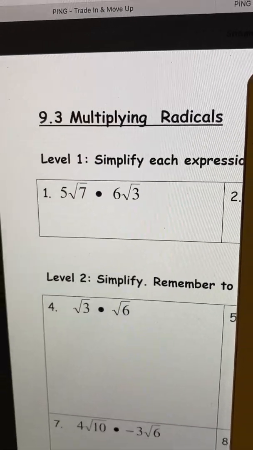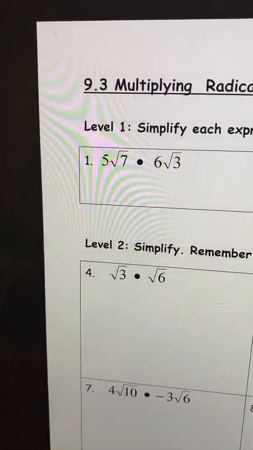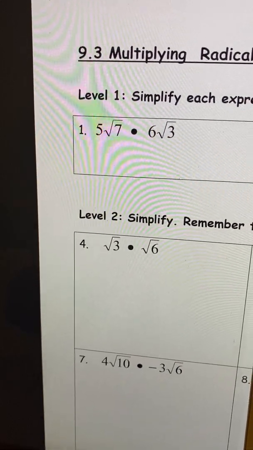Quick video on multiplying radicals. I'm going to go through this relatively quickly because it's not horribly difficult. Just take your time with it. Now, I'm going to do number one.